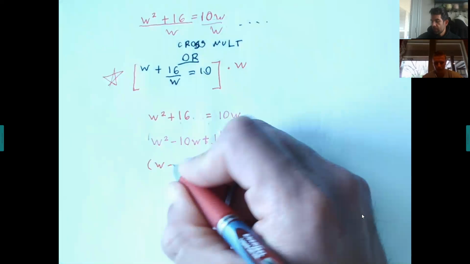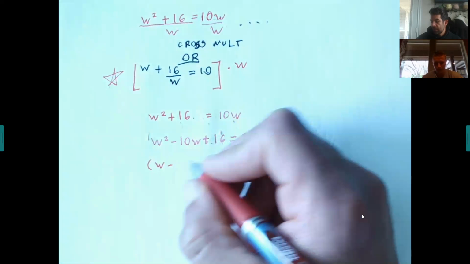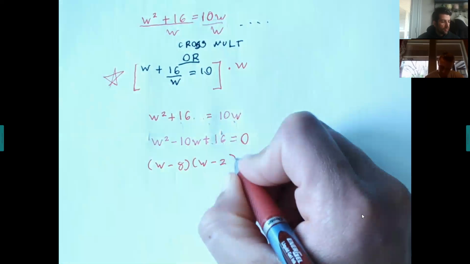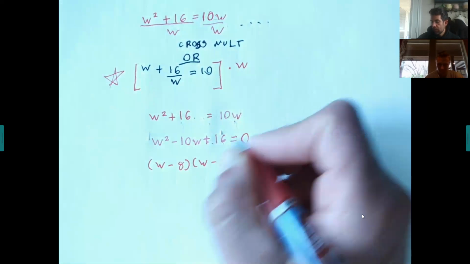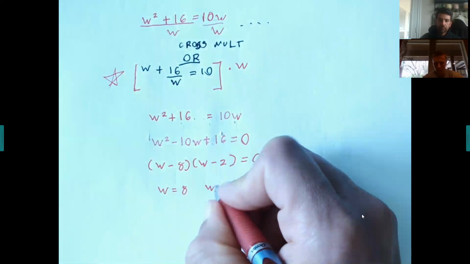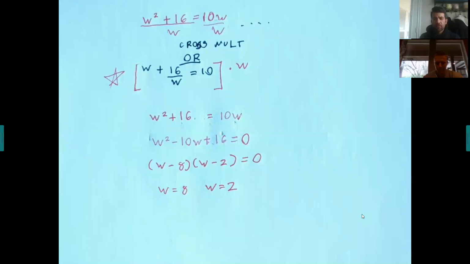So I have, let's see, factors of 16 that add up to 10. They're both negative, so I have this. So the answer is W is equal to 8 and W is equal to 2. Got it. That makes sense. Do you have any other questions?